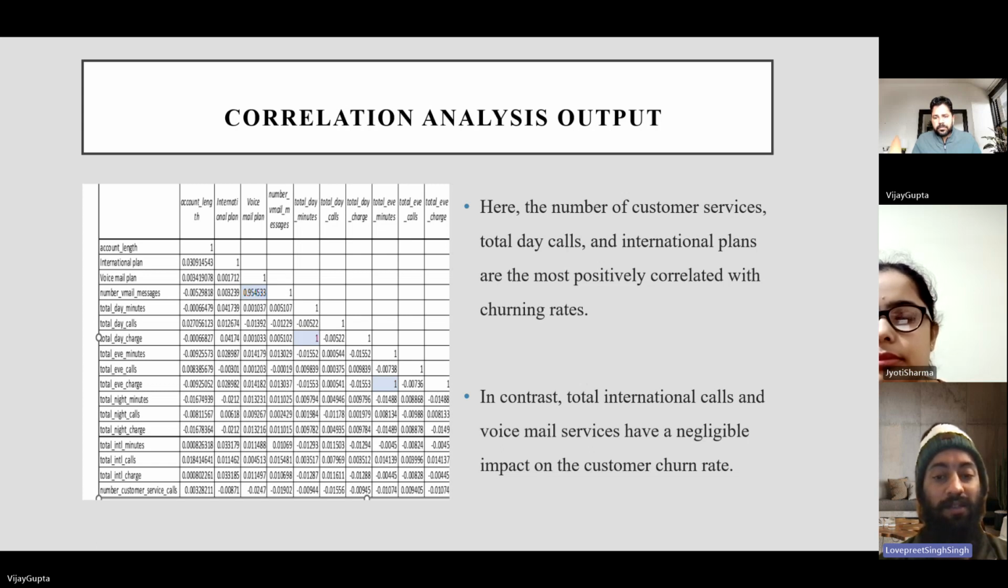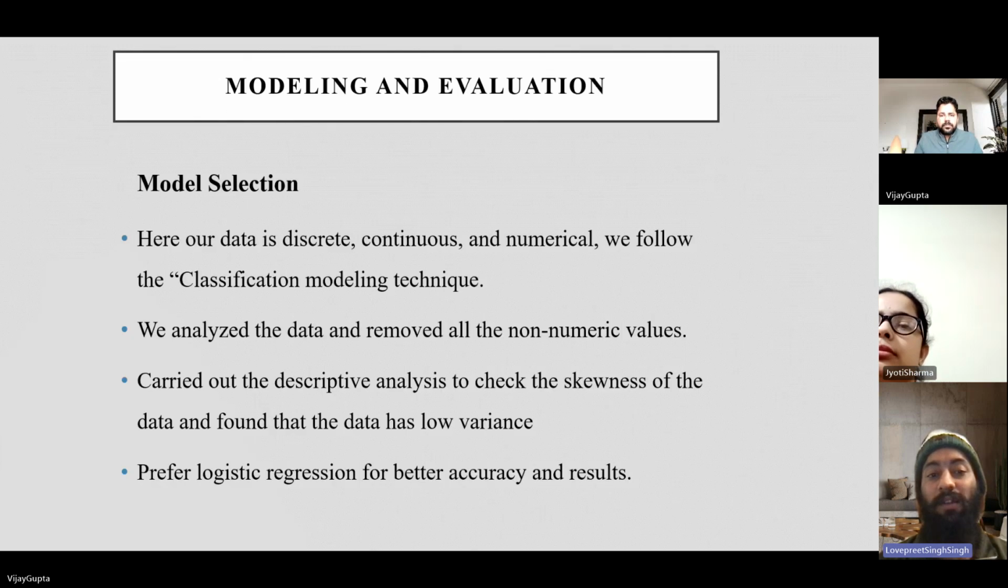However, in contrast, total international calls and voicemail service have a negligible impact on the customer churn rate, as we can see from the data.